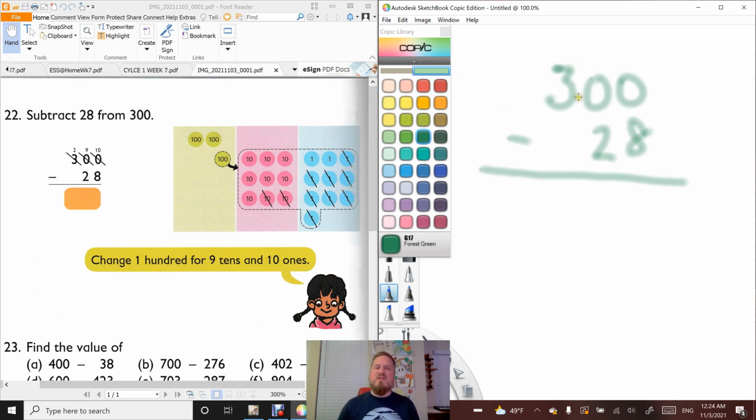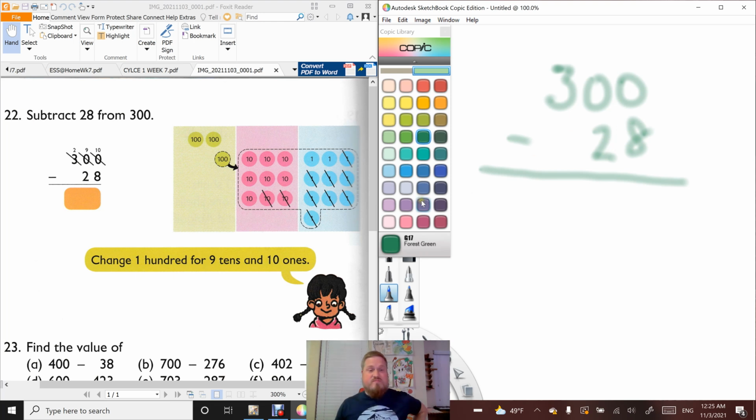So it's kind of the same thing. We were subtracting 452 from 500. Now we're subtracting 28 from 300. Same problem. Nothing to subtract from in the ones column. Nothing to subtract from or borrow from in the tens column. We can only borrow from the hundreds column, or put another way, we can only rename 100 in this equation to get some numbers to subtract from over here.